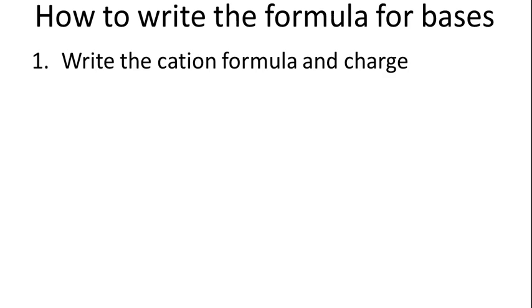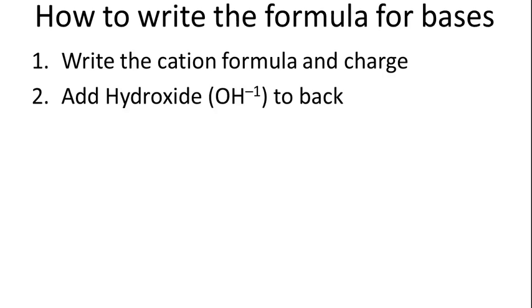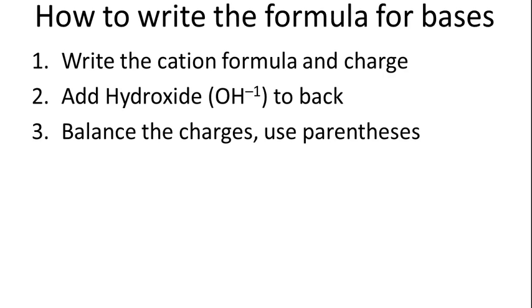Now we need to talk about how you would write the formula for bases. Bases are actually easier than acids because you don't have to deal with any polyatomic ions except hydroxide. The first thing you do is to write the cation formula. In this case, it's usually just a single element and charge. Add hydroxide, which is OH with a -1, to the back, and then balance the charges.